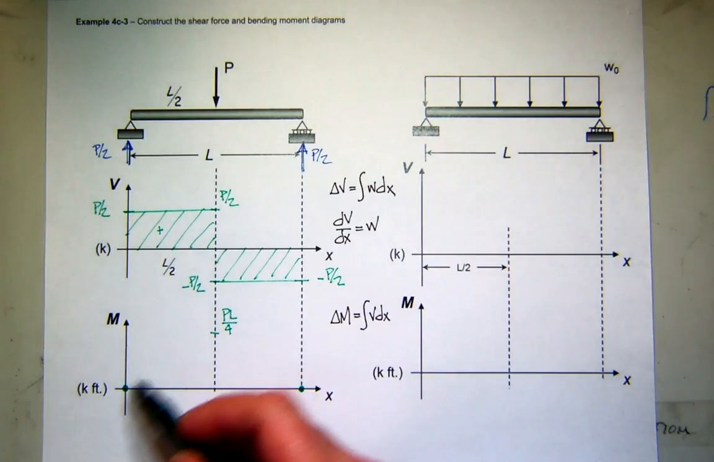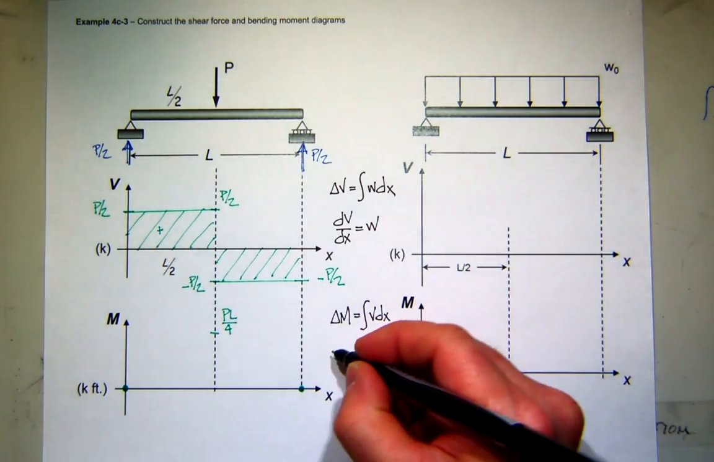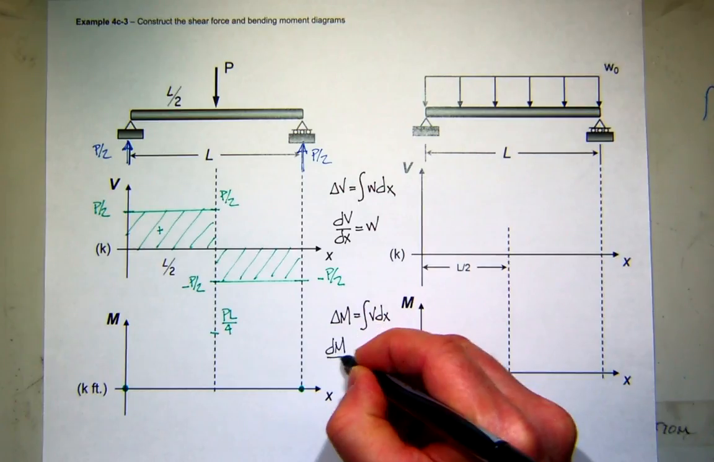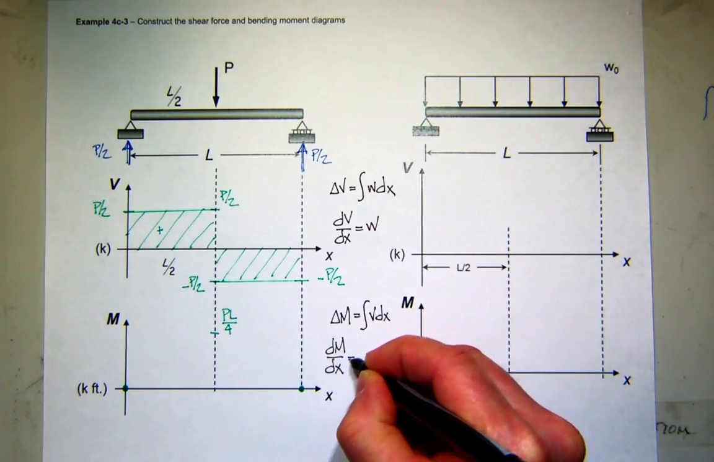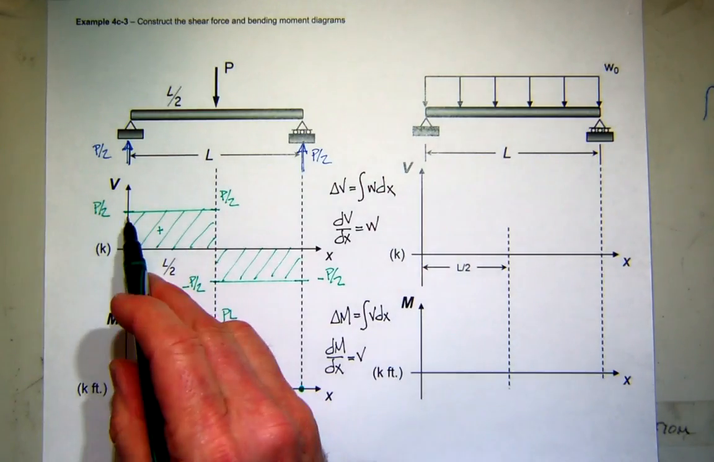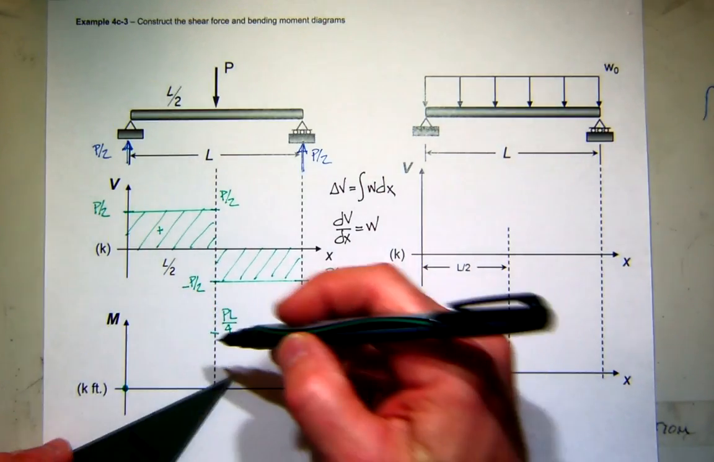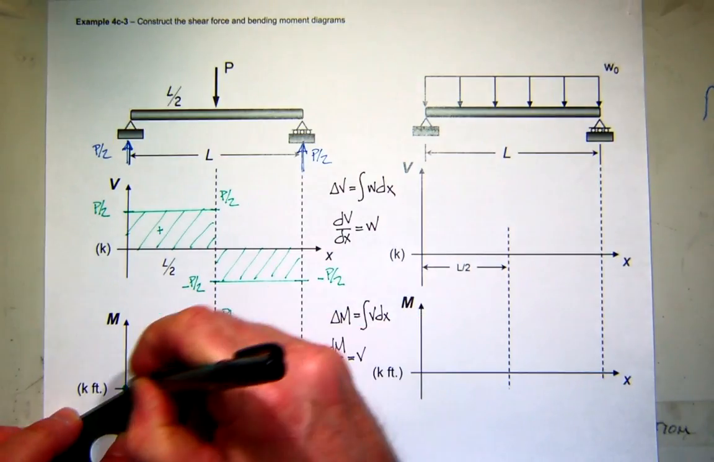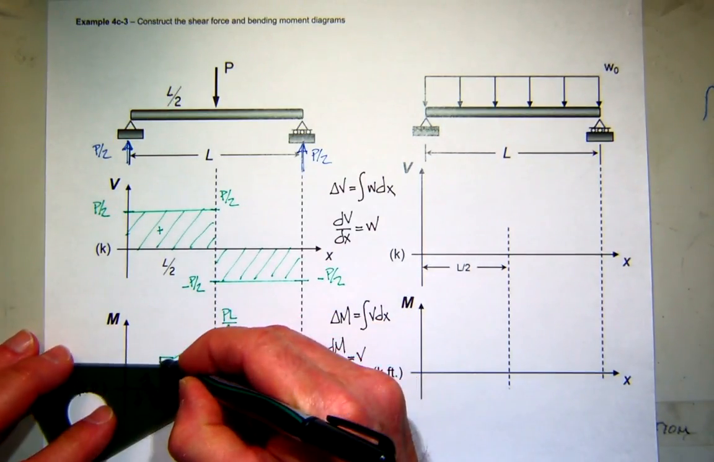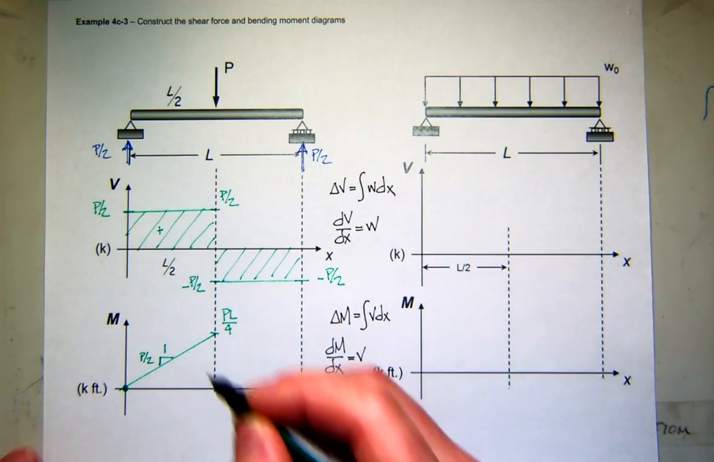And what's the shape of the curve here? Well, according to our relationship, the slope of the moment diagram is equal to the shear. And what is the shear everywhere in that? Well, it's constant and positive. So I have a constant positive slope. In fact, again, if I checked it, it would be equal to P over 2 to 1.